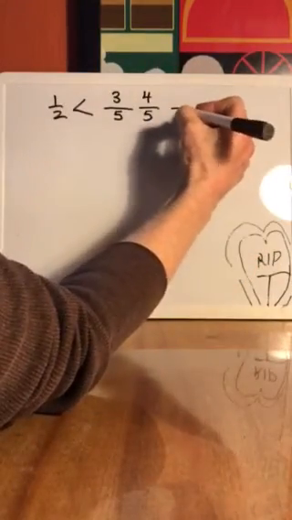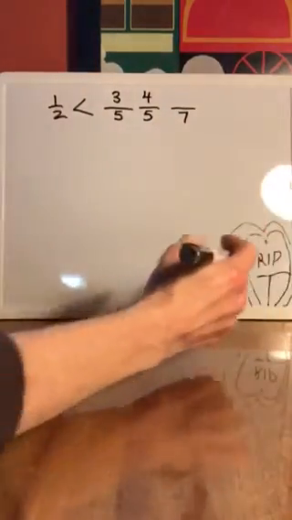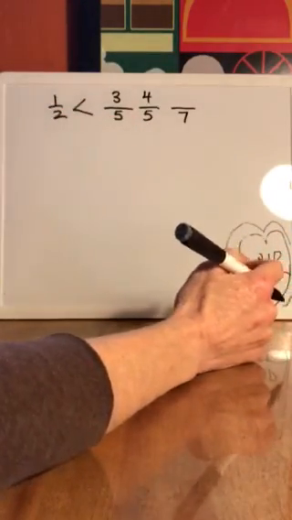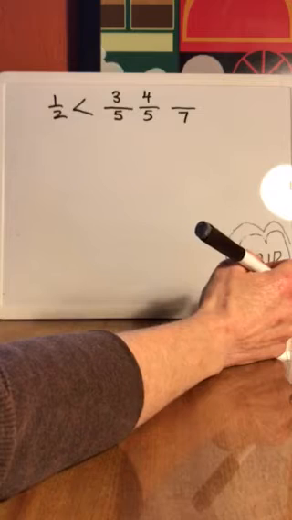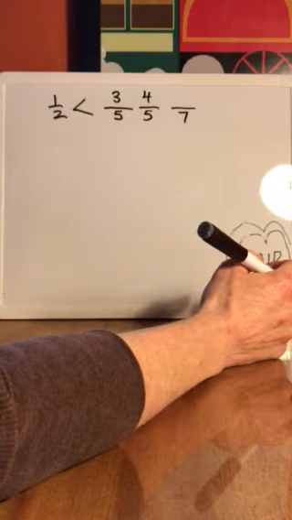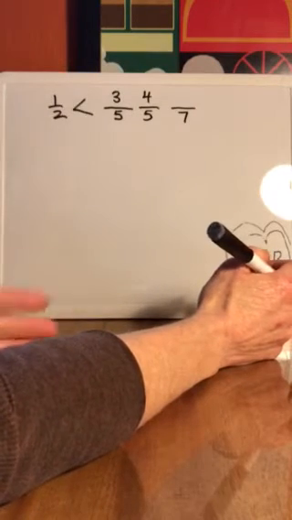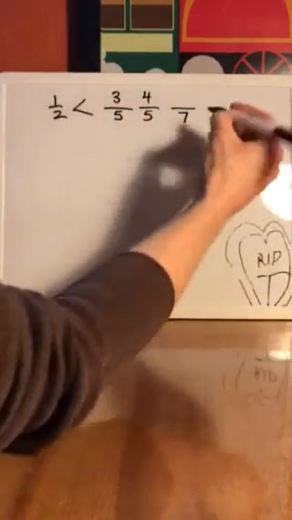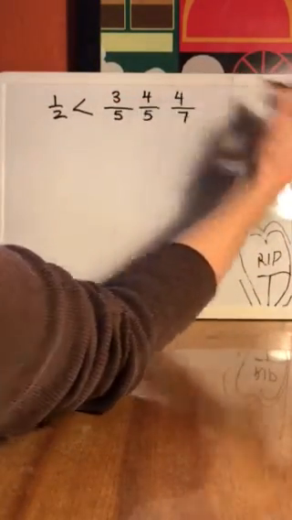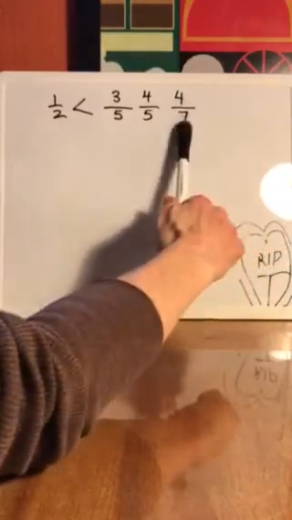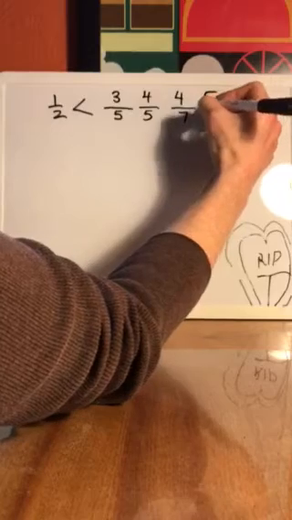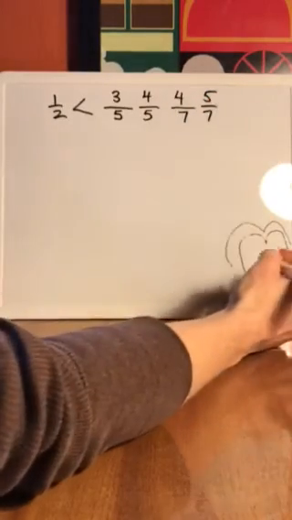We could put 5/5, 6/5, etc. But let's talk about using the denominator of 7. So half of 7 is 3 1/2. So any whole number bigger than 3 1/2 will make this whole fraction greater than 1/2. So we could put 4 here because 4 is bigger than half of 7, which is 3 1/2. We could put 5 here, we could put 6 here, etc., etc.